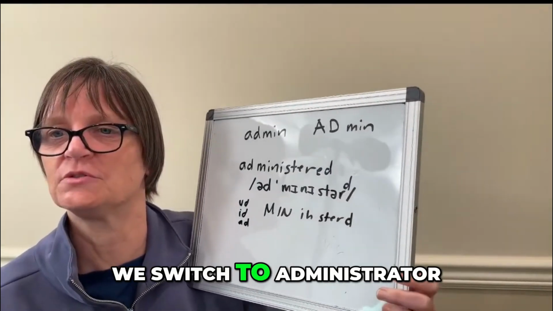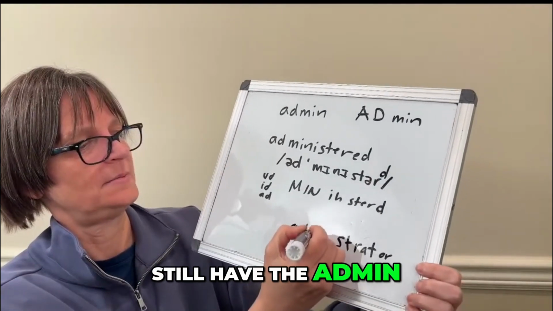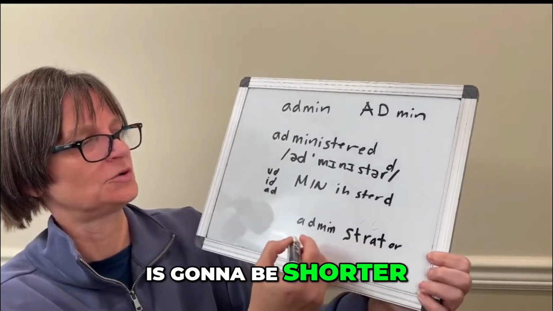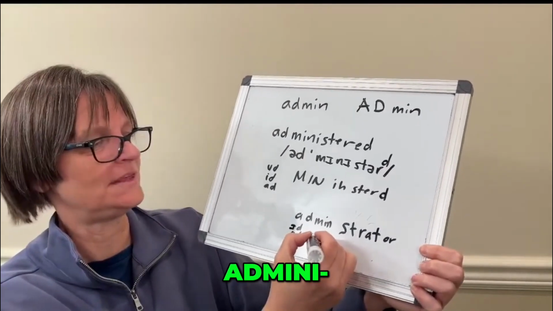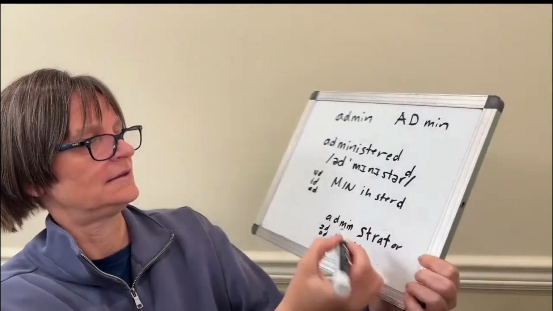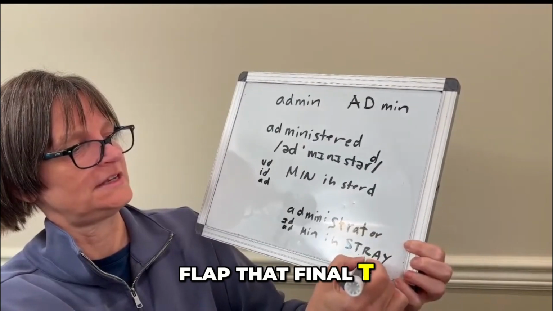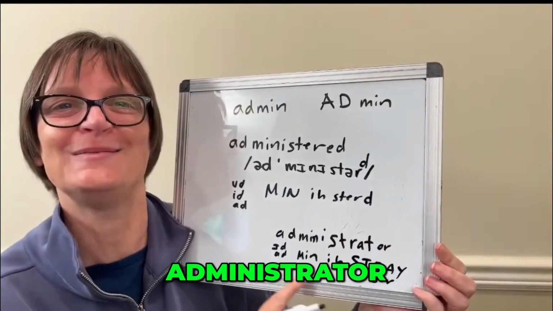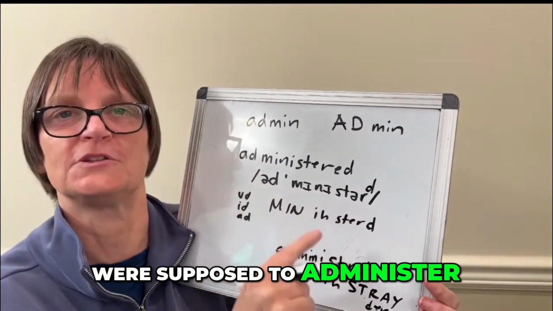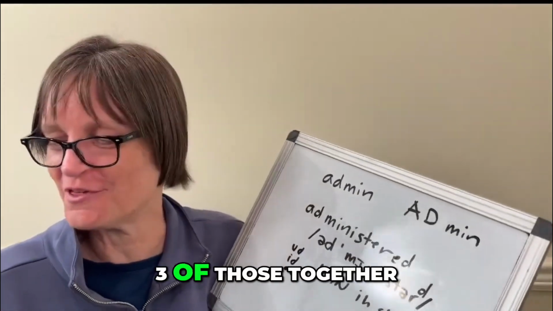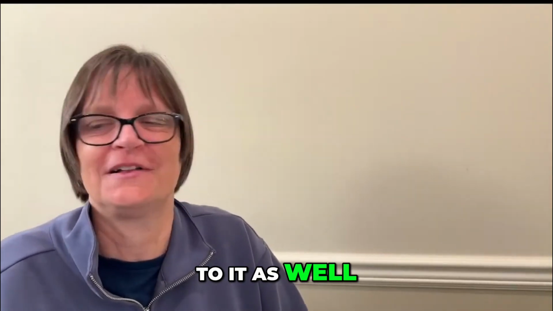And then when we switch to administrator, we stress on the stray syllable. So we still have the admin, but now this min is going to be shorter. So it'll sound like ed or id, right? It's our same little reduced vowel. Administrator. And then we flap that final T. Well, my writing is getting terrible, sorry. Administrator. The administrator administered what they were supposed to administer. Yeah, challenging to put all three of those together. Yeah, I hope that helps clear that up. And if I do have a video for that, I'll put a link to it as well after class.